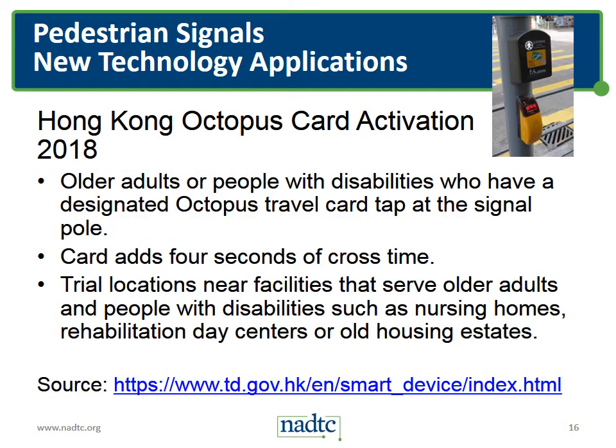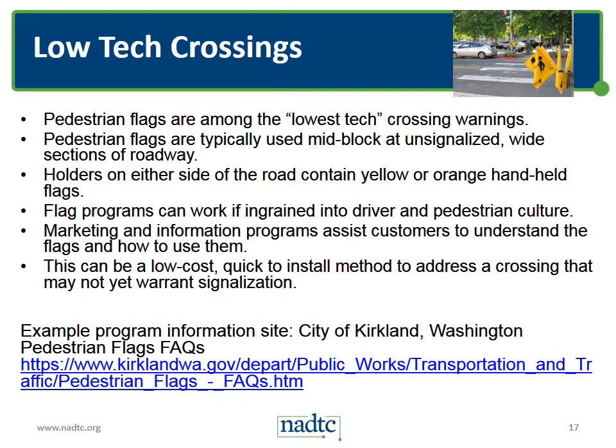Slide 16 provides an overseas example of a currently implemented technology that's targeted toward older adults and persons with disabilities. This is the Octopus travel card that's being used in Hong Kong. Pedestrians who tap their card at designated signal poles can add 4 seconds of cross time to the light. And it should be noted that even though the Octopus is a travel card, no money is deducted from the Octopus card when it's used for the purpose of extending crossing times. So the 2 examples that I just mentioned are current high-tech examples or applications.